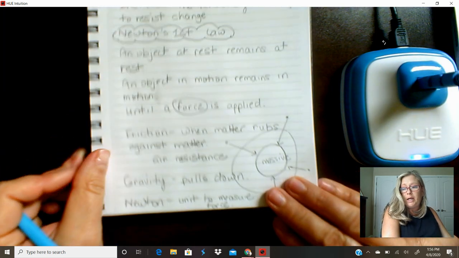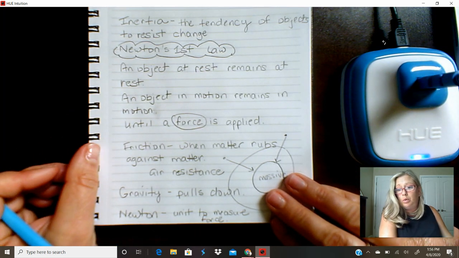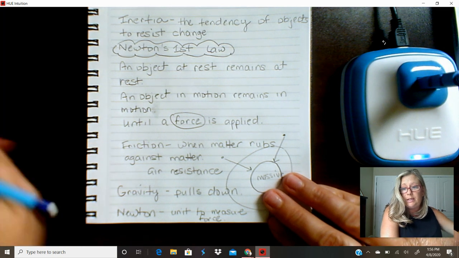All right, and we're going to stop there. Now, when you're finished with this, you need to go to the Google form and you need to complete the vocabulary activity.